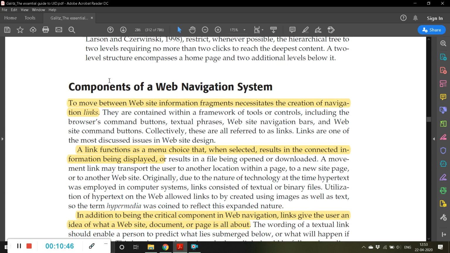So in the next video we are going to discuss the components of a web navigation system.